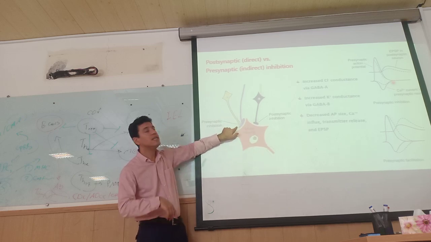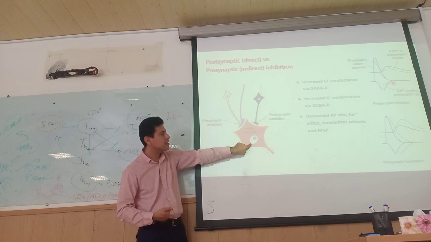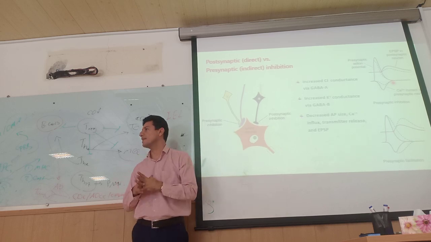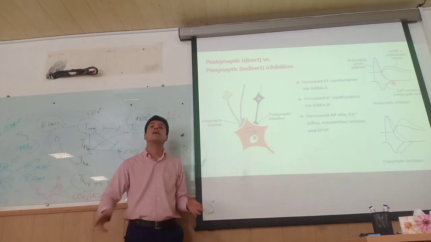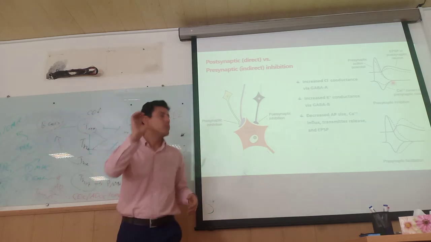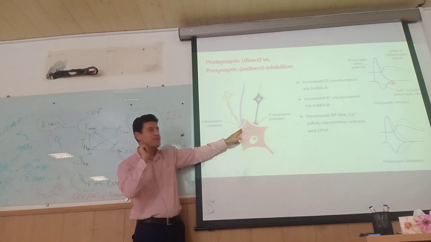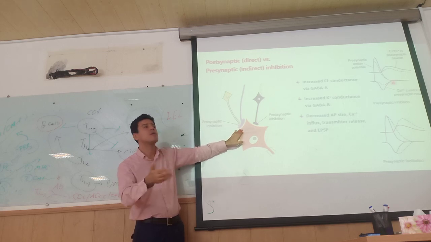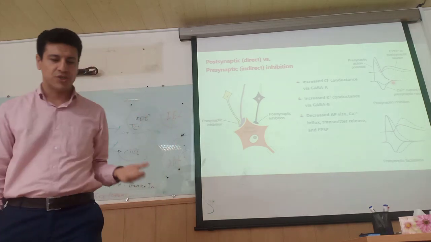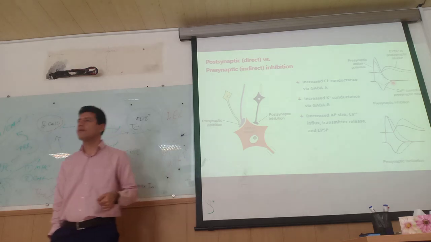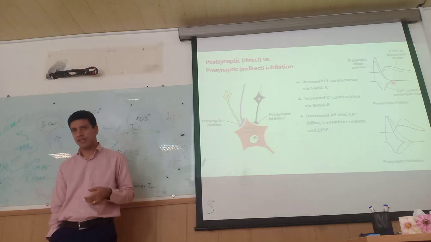So in this situation, we have indirect inhibition. This cell inhibited this one through this. We call this indirect inhibition or presynaptic inhibition. In the physiology books, you more often see presynaptic inhibition. They don't use the term indirect inhibition as much. So two types of inhibition are postsynaptic and presynaptic. Postsynaptic is direct, presynaptic is indirect.